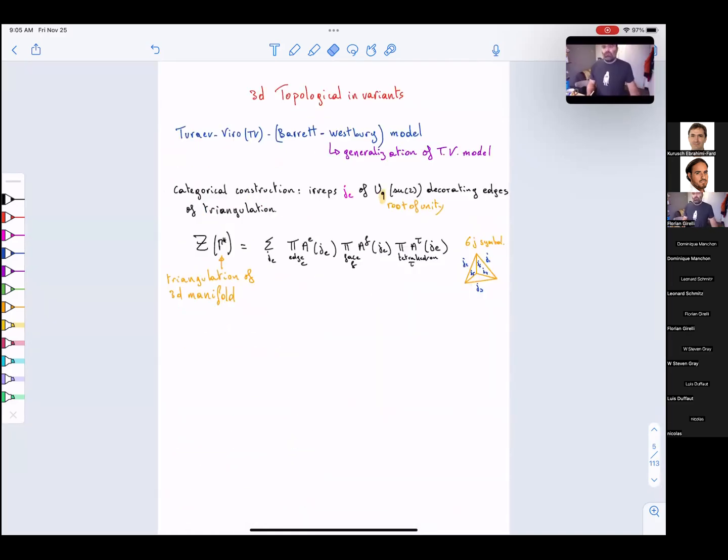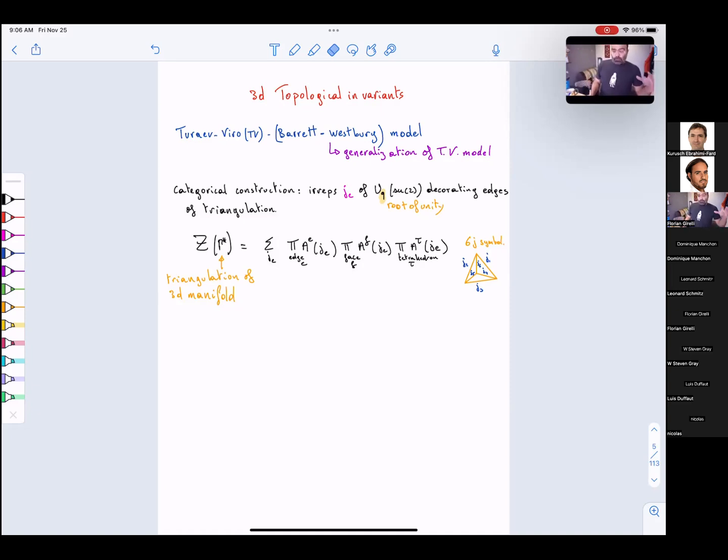So let's start with this notion of topological invariant. By a topological invariant, here we have in mind the Turaev-Viro model, or there is also its generalization, which is called the Barrett-Westbury model. The construction of the Turaev-Viro model is kind of categorical in nature. What they were using is the category of representations of U_q(SU(2)), where q is a root of unity. If you deal with a 3D manifold, you can triangulate it, and you decorate the edges of this triangulation with representations. Then with that combinatorial structure, we can construct a number. So that's the Turaev-Viro model.